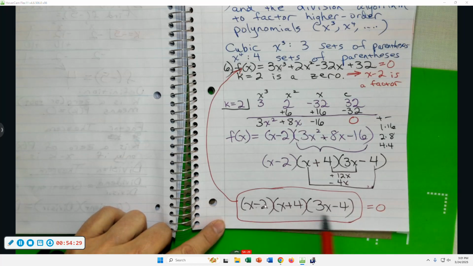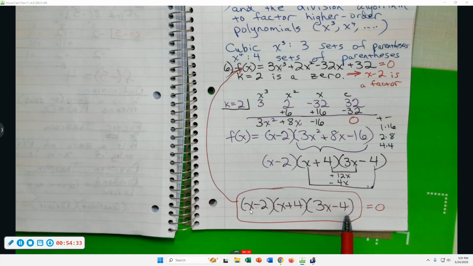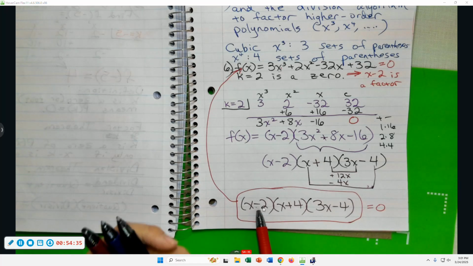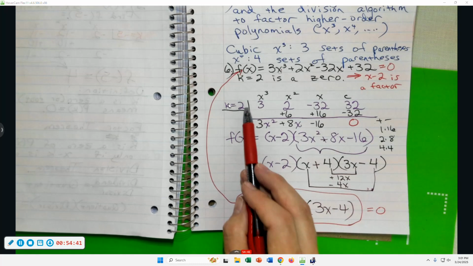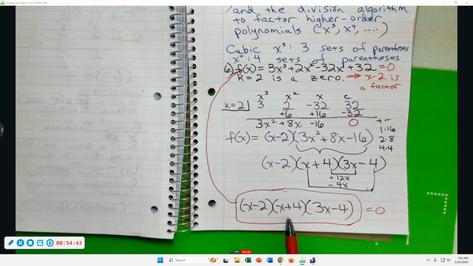So if you were trying to set that equal to 0, what 3 solutions would you get? When is x minus 2 equal to 0? What would x have to be? There it is. It's the one they gave us, that positive 2. When is x plus 4 equal to 0? At negative 4, so we found the second.